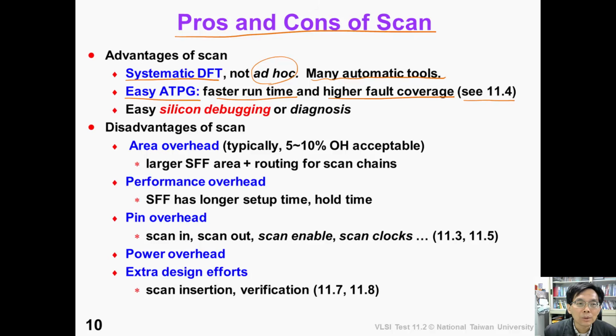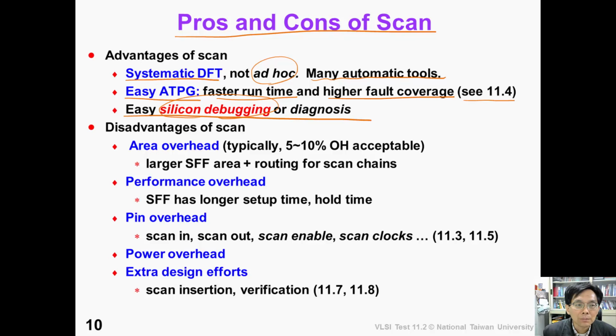With scan chain, we can do silicon debugging or diagnosis more easily. Silicon diagnosis means that after manufacturing some prototype chips, we can use scan chain to help us debug. If there is anything wrong with the prototype chip, we can shift out the contents in the flip-flops and observe their values. So this is very good for debugging.